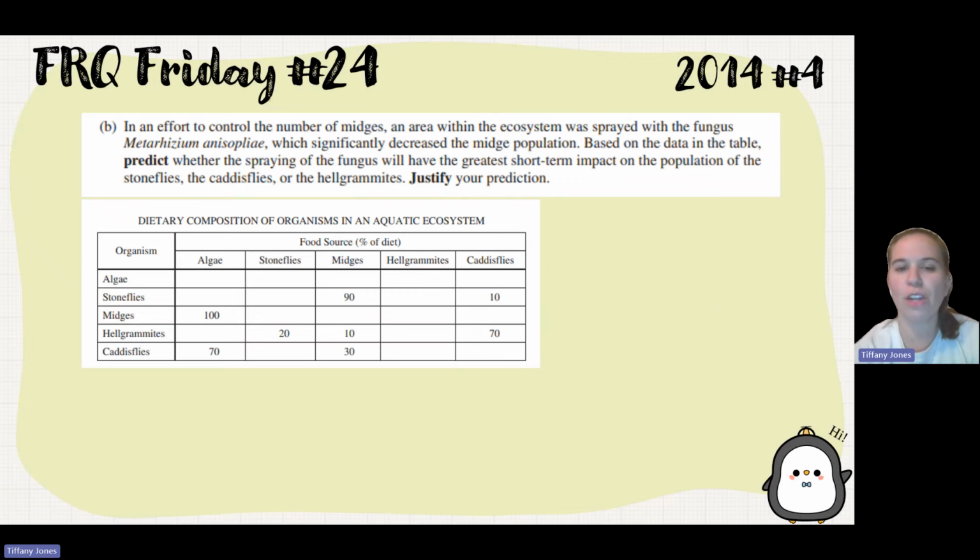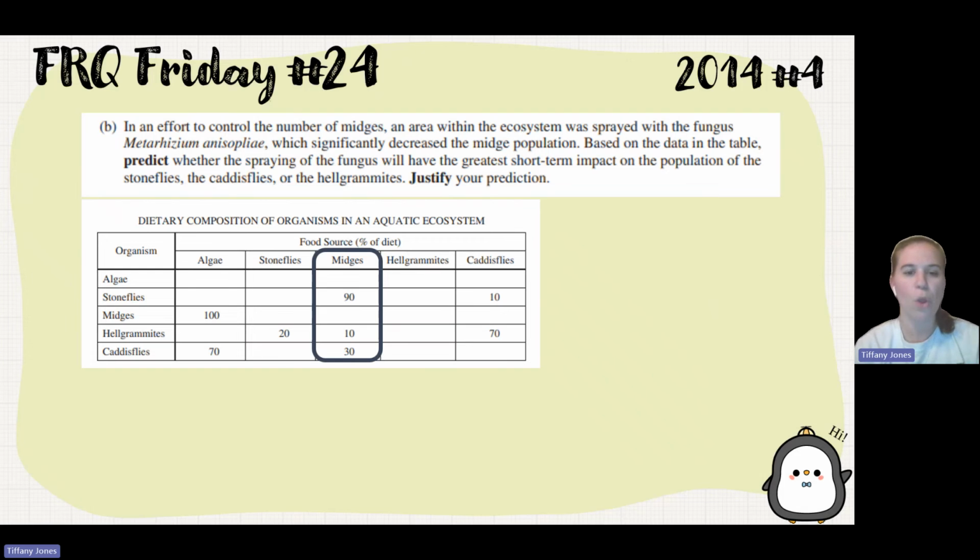In an effort to control the number of midges in an area within the ecosystem, it was sprayed with a fungus, which significantly decreased the midge population. Based on data in the table, predict whether the spraying of the fungus will have the greatest short-term impact on the population of the stoneflies, caddisflies, or hellgrammites. Justify your prediction. So we look here at the midges.